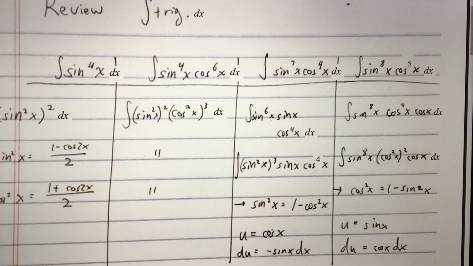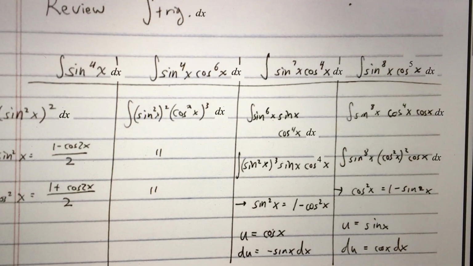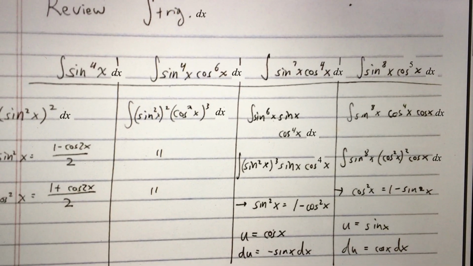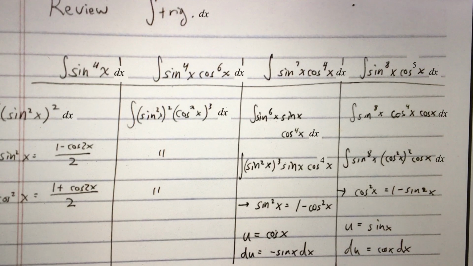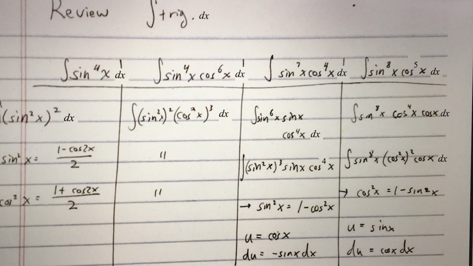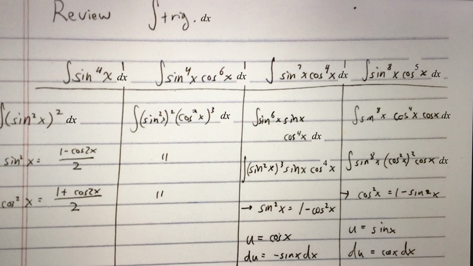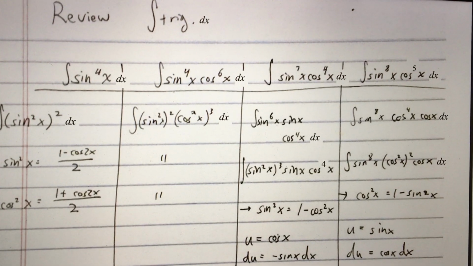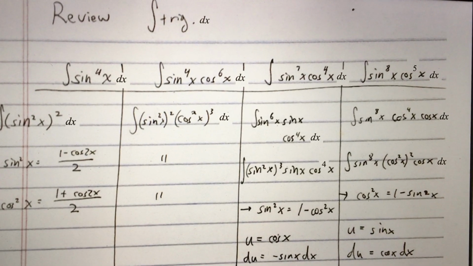I will leave that one here, and I'll work it out on the board so you can see the rest of the steps. But let's look at the last example too, which I'll also do on the chalkboard. It had cosine to the 5, so I pull out one of those and make it cosine to the 4 times cosine.